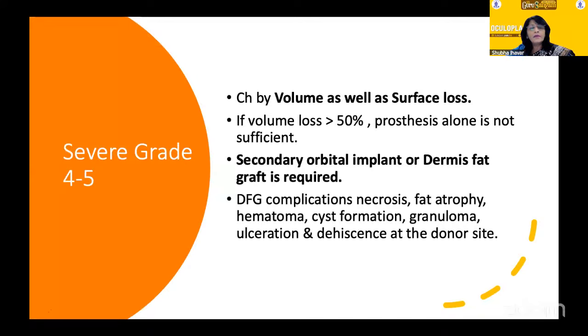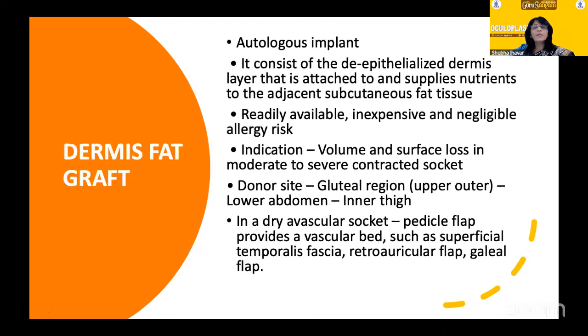Then a severe grade 4 to 5 contracted socket. So here there is a characteristic volume as well as surface loss. If the volume loss is more than 50%, then prosthesis alone is not sufficient. You have to go for a secondary orbital implant or dermis fat graft. A dermis fat graft is an autologous implant, readily available, inexpensive, and it is indicated in a severe contracted socket for volume and surface loss as well.